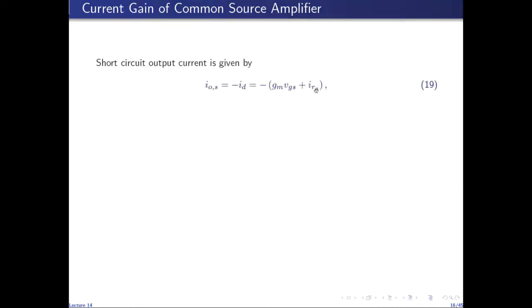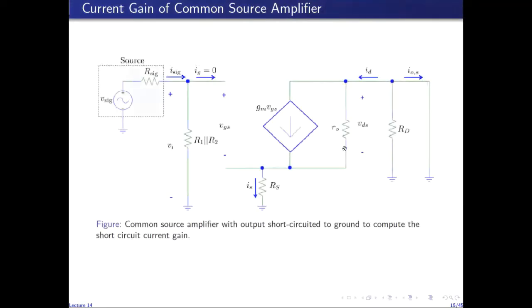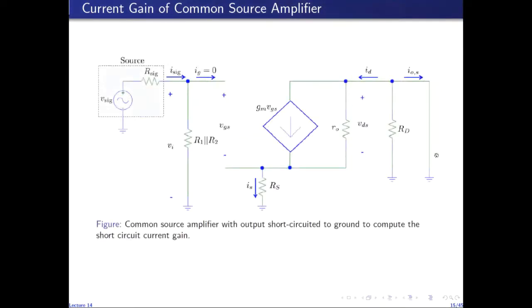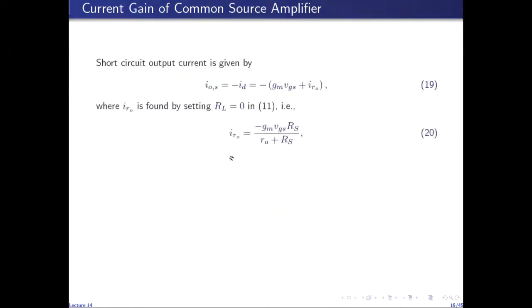Now we don't have to compute IR naught again. We have IR naught for the complete circuit. So we can find IR naught for this circuit by replacing RL with 0 in the expression we obtained for the complete circuit, because in this circuit RL is 0. So we get this reduced expression for IR naught.